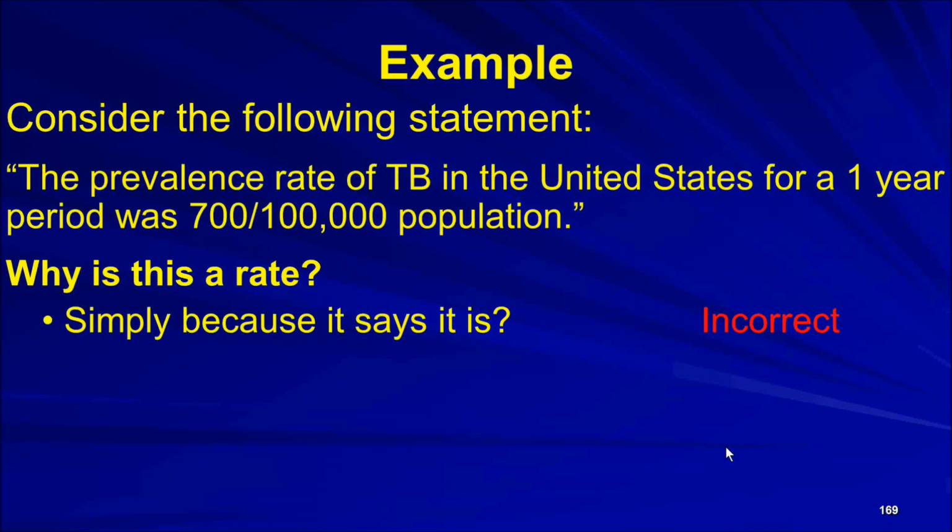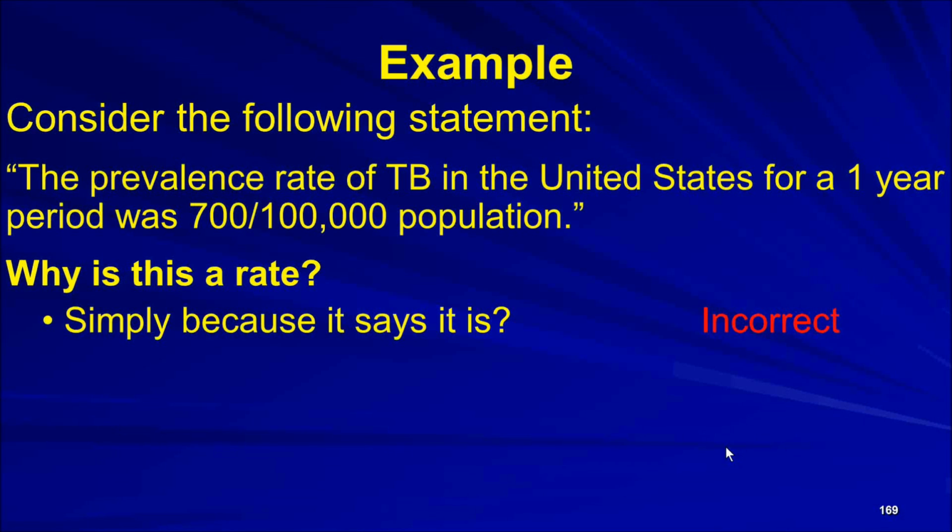Now I want to give you another example. I want to put it into words. I want to break this down for you. It says, consider the following statement. The prevalence rate of tuberculosis in the United States for a 1 year period was 700 per 100,000 population. Why is this a rate? Simply because it says it is? No.